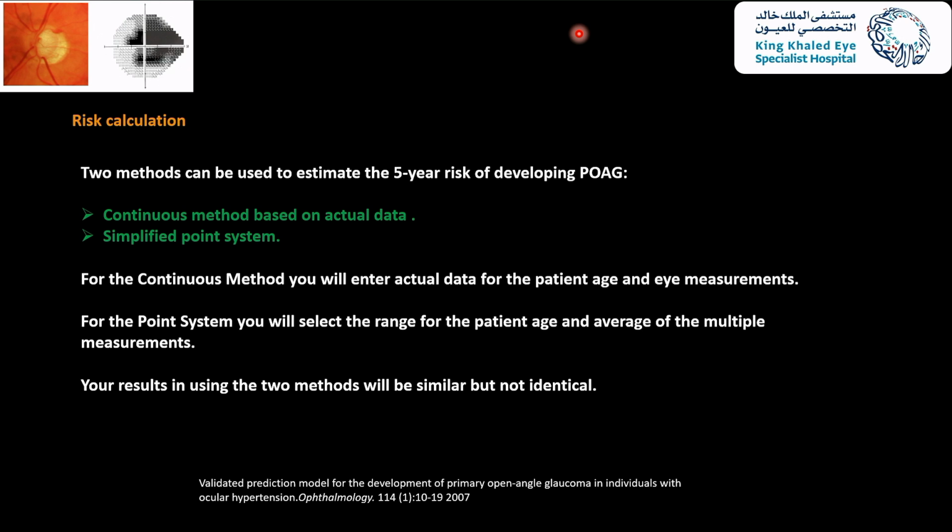There are 2 types of point calculation: the continuous method based on the actual data of the patient, and the simplified point system. For the continuous method, you enter the actual data for the patient, age and eye measurements. For the point system, it gives you ranges where you can put the numbers, and then it gives you the result. But if you use both, most of the results will be similar, but not identical to each other.